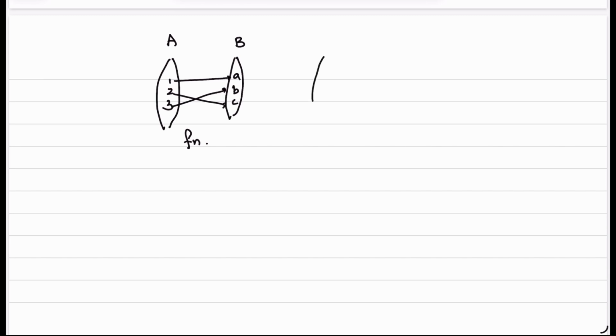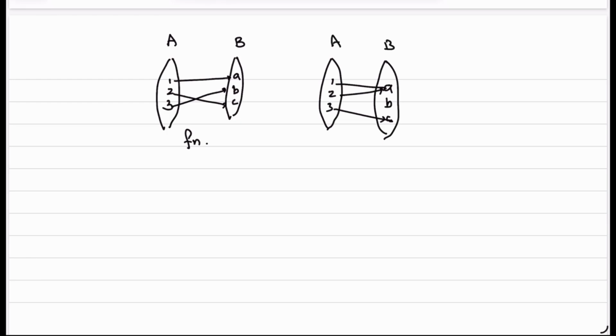Now, let us take another example. 1, 2, 3, same A, B, C. 1 is mapped to A, 2 is mapped to B, 3 is mapped to C. All the elements in A are mapped to a unique element in B. That means this is a function, valid function.